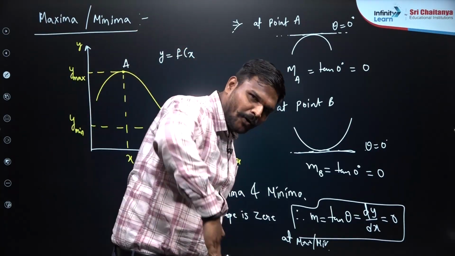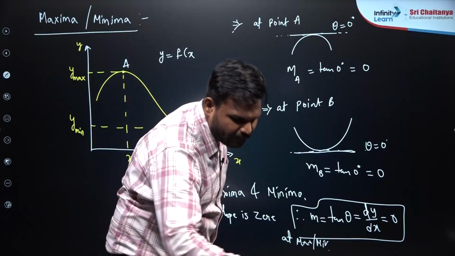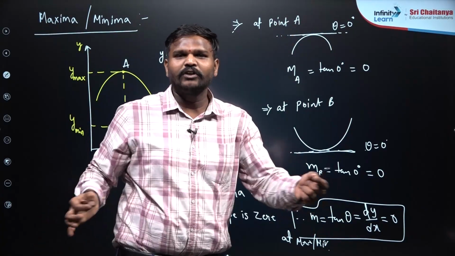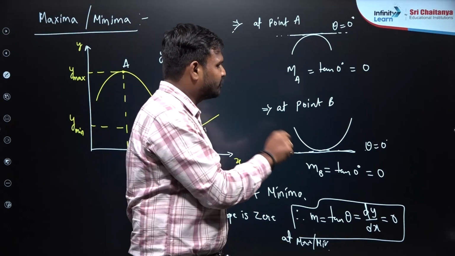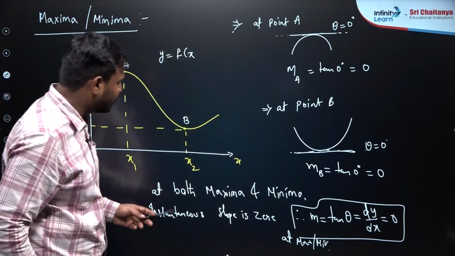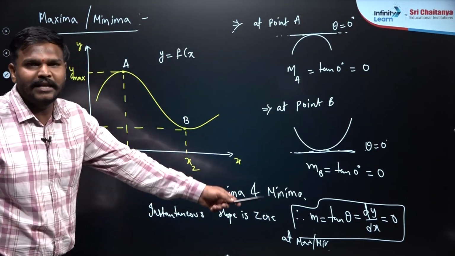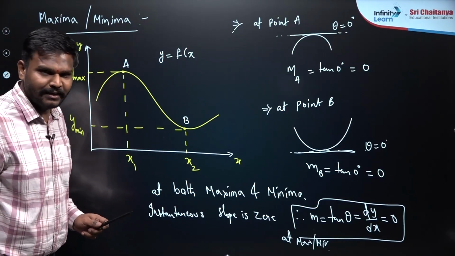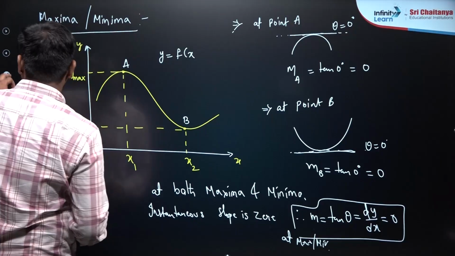Similarly at minima point, till the time it decreases, at the minima point it starts to increase again. So if you draw a tangent, what will happen? The instantaneous slope is becoming 0. So we come to a conclusion, at both maxima as well as minima points, slope is 0. Clear? Now what we will do with this information?